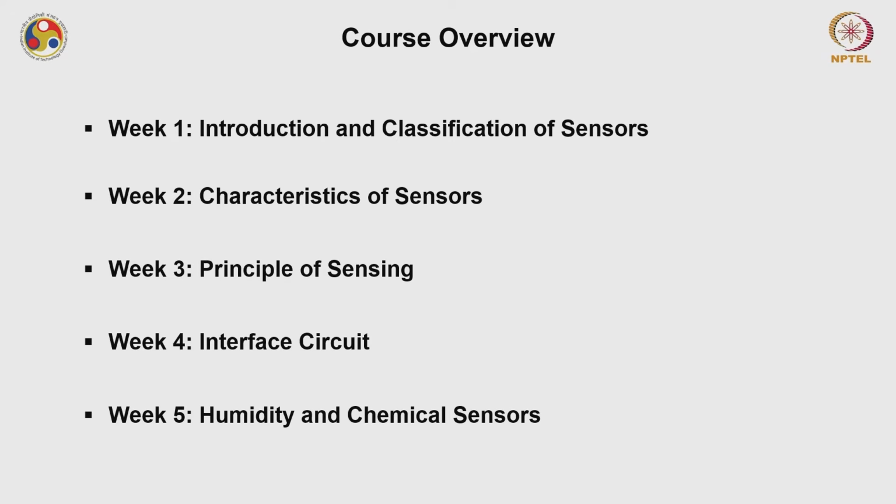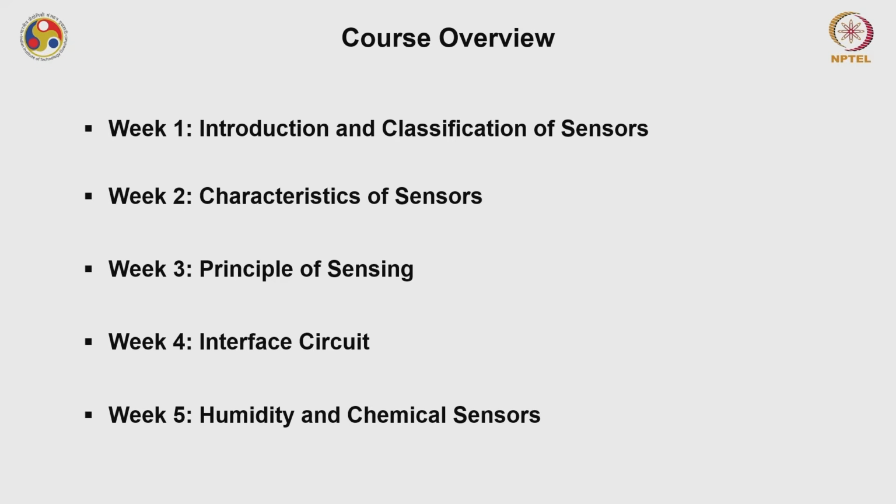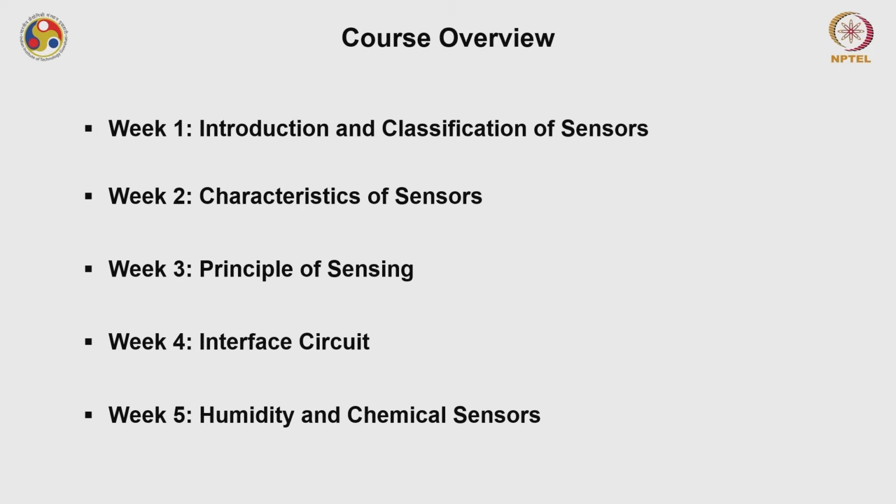Okay, in the third week we are going to discuss different principles of sensing. These principles are resistive, capacitive, magnetic, piezoresistive, piezoelectric, optical, all this kind of principles of sensing we are going to discuss in the third week. And in the fourth week we will be discussing interface circuits. It can be excitation circuits for the in-house developed sensor, or it can also be amplifiers that can amplify the small amount of signals that are usually generated by microsensors and nanosensors. So those things we are going to cover in week 4.